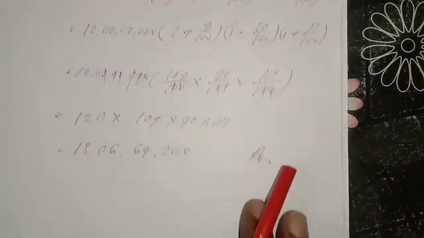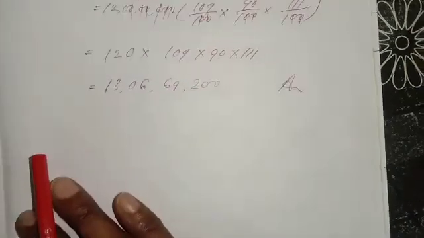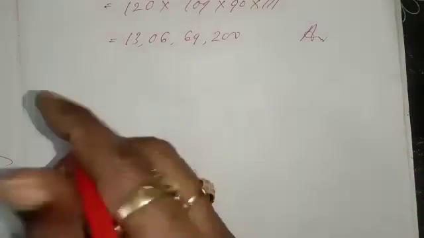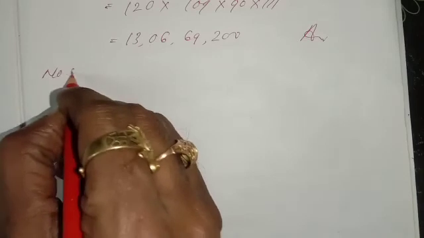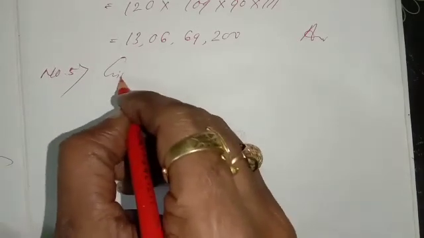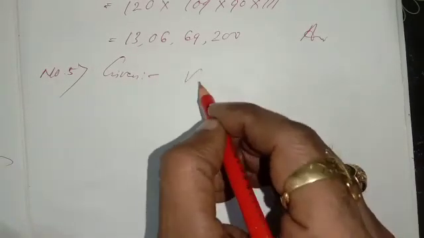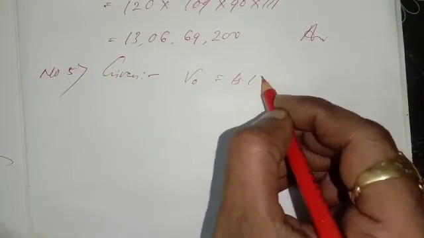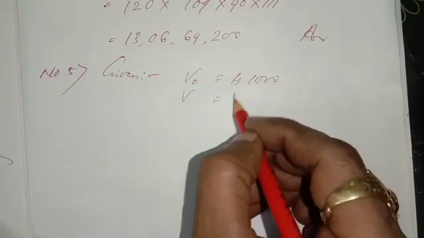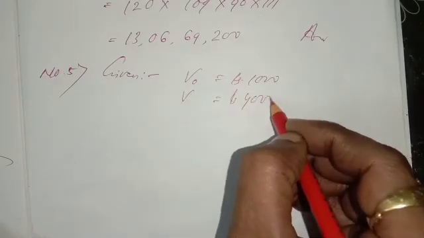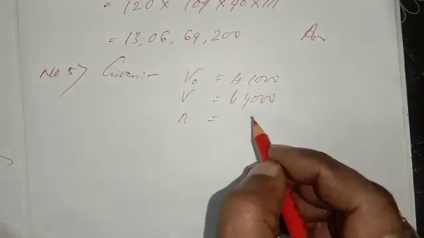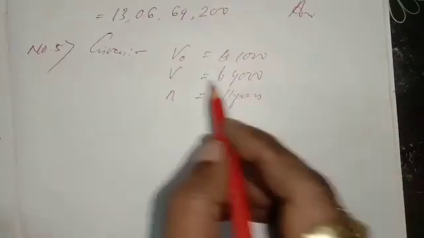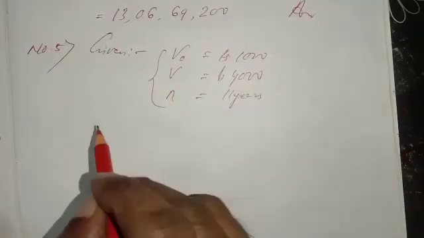So first, write what is given here. In this question number 5, the present value V0 is given as rupees 1000. The final value is given as rupees 4000. The time n, the number of years, is 11 years, and the rate is not given. You have to find the rate.